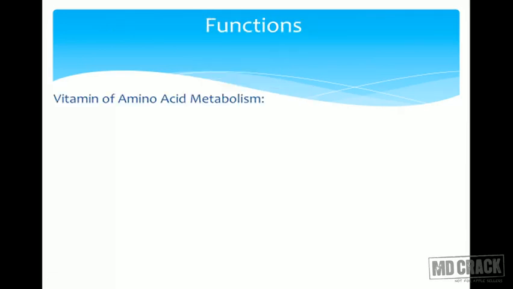What are its functions? Now it is a vitamin of amino acid metabolism, where it is involved in transamination. Transamination forms the central reaction of amino acid metabolism. Why? All the amino acids can donate the amino group to alpha ketoglutarate to form glutamate. So because of this it forms a central reaction. We also know about ALT, alanine transaminase, and AST, aspartate transaminase, which are even used as liver function tests. So it is an important vitamin of transamination.